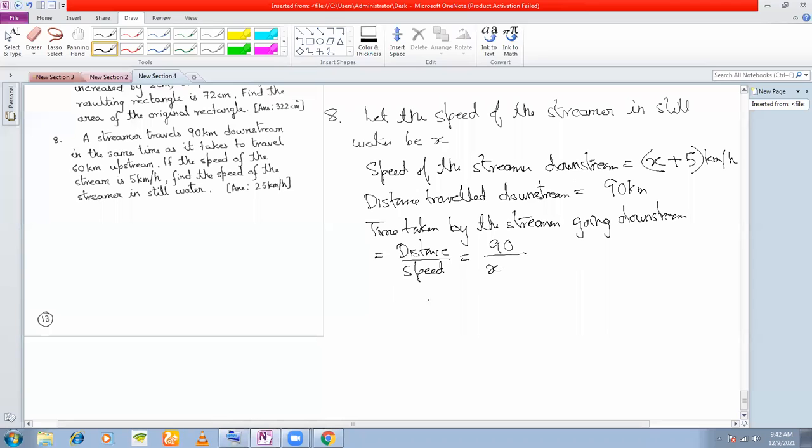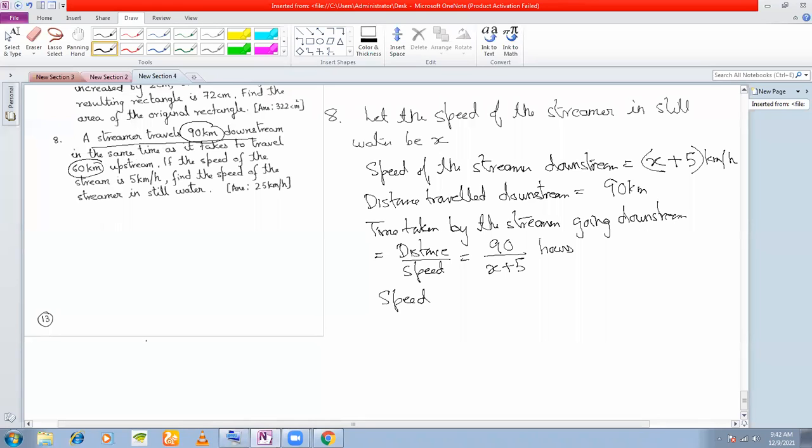Why are we calculating the time in this case? In the last case, we calculated the distance. Why are we calculating the time in this case? We are calculating the time because the distance is different here. The streamer is traveling 90 kilometers and 60 kilometers here. In the last problem that we did, the distance was the same, right? But here the distances are different. Here, what is the same? Time is the same.